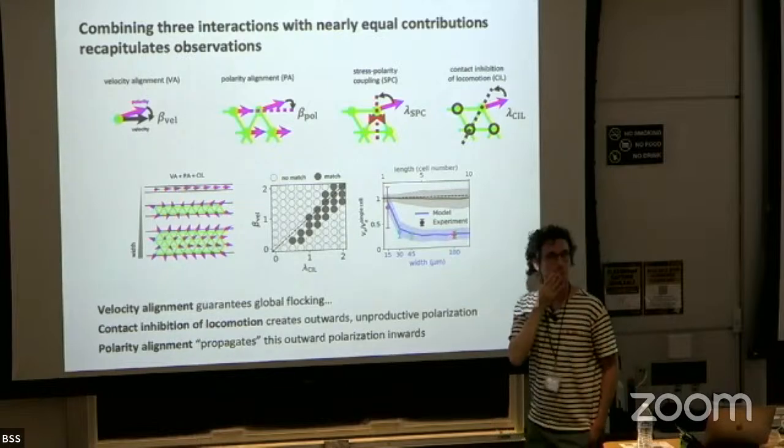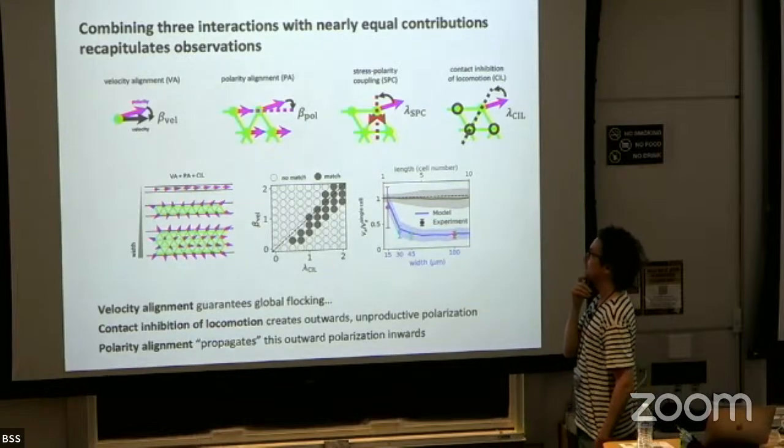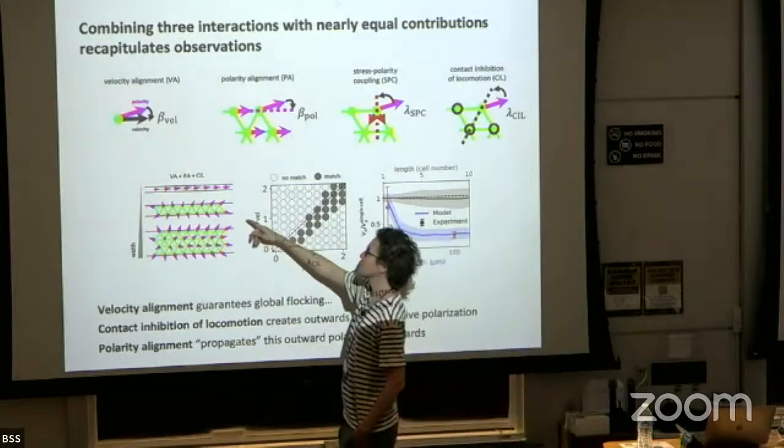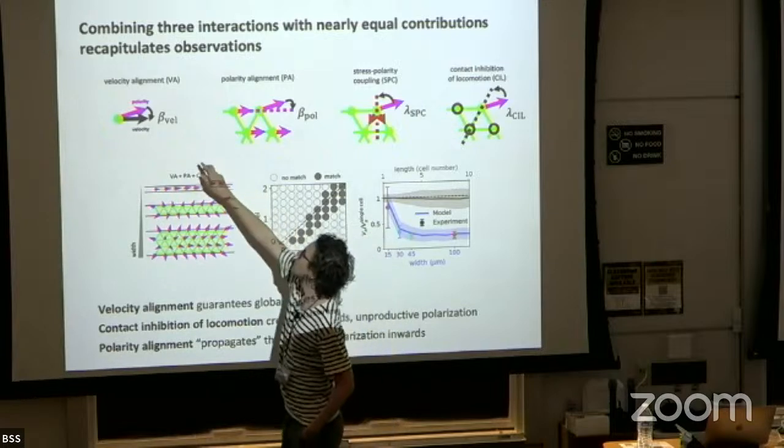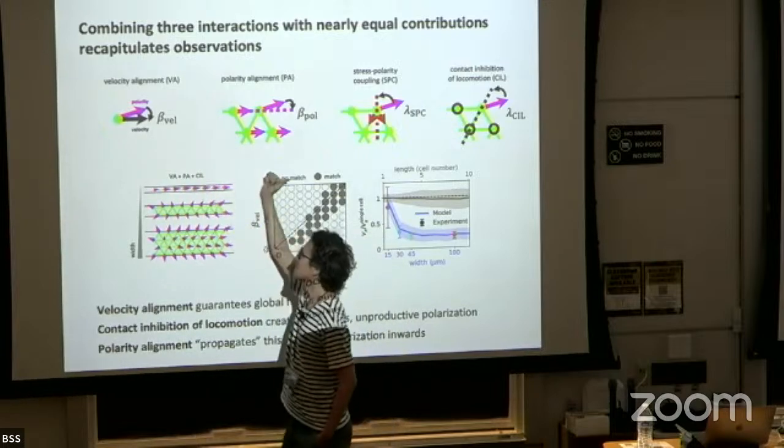And so what's going on? You can visualize it in a simulation where we've plotted the polarity. What happens is that you have velocity alignments that tend to make you flock.